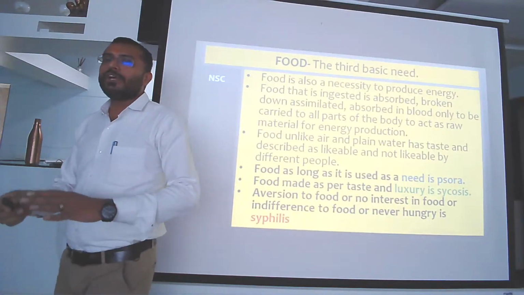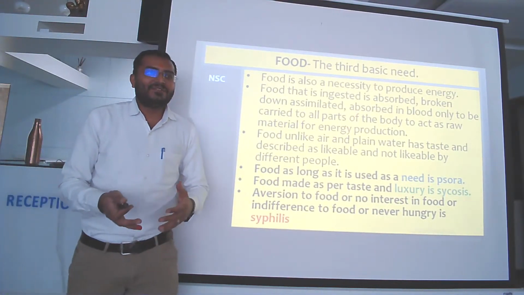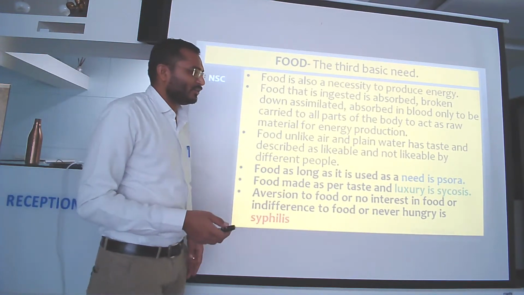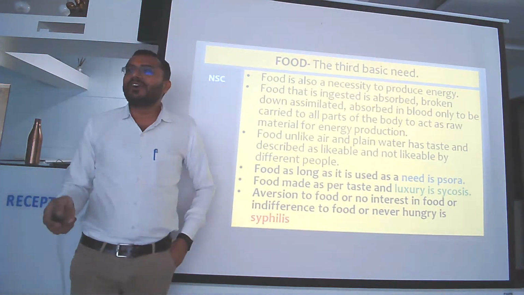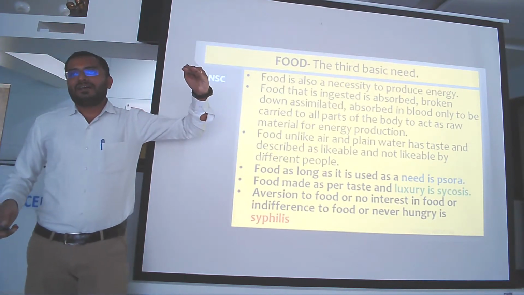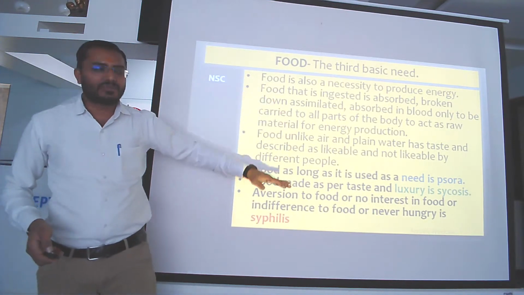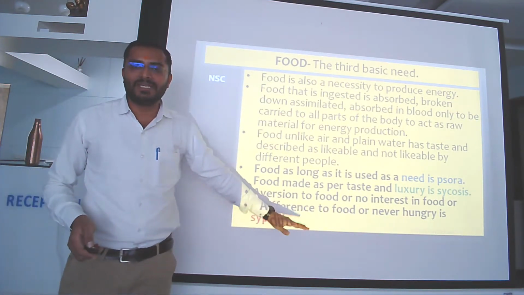Okay, see, Surat is famous for food. And we have lots of luxury in the food in Surat. So this is psychosis. When this is psychosis, it is associated with the cognitive, it is associated with aestheticness, it is associated with the esteem. So this is associated with the esteem need.